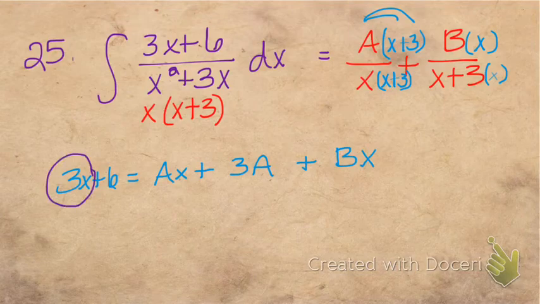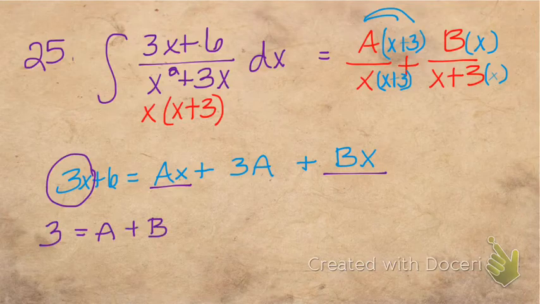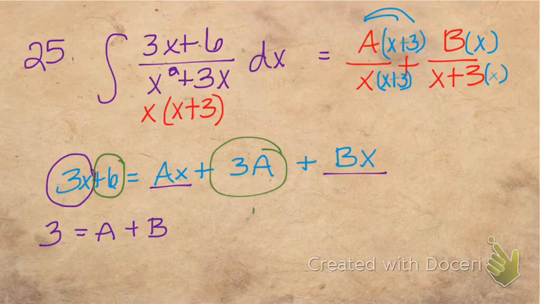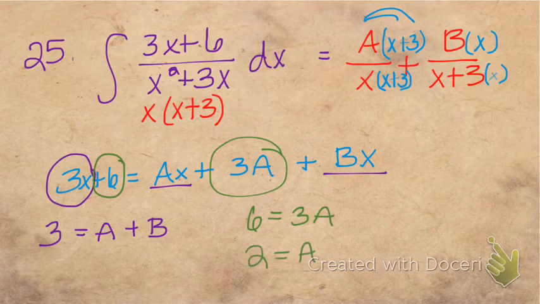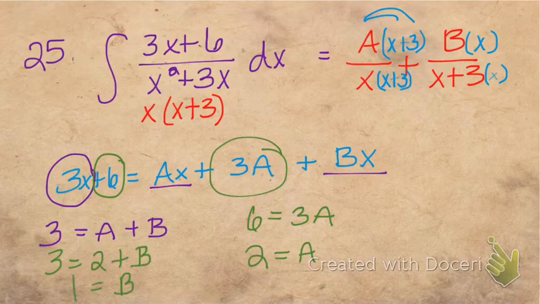Now, anything with x, I combine. I take off the x's and combine the coefficients, so 3 equals a plus b. Anything with not an x just combines. Here you can get that a is 2. Substitute in your 2 and you get b is 1.